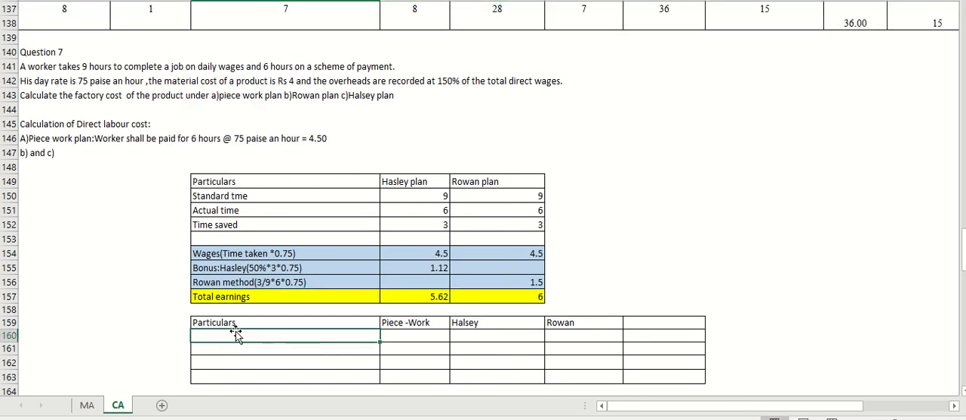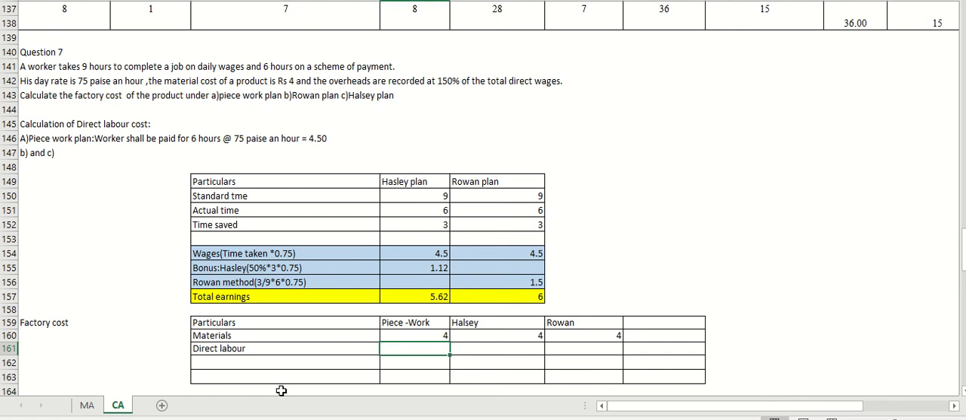So now let us prepare the factory cost under the piecework, Halsey method, and the Rowan method. In order to calculate our factory cost, we will prepare a cost sheet. So you start with materials. The material cost of a product that they have given is rupees 4. So 4 rupees will remain the same for all the methods. Now we will move on to the direct labor cost.